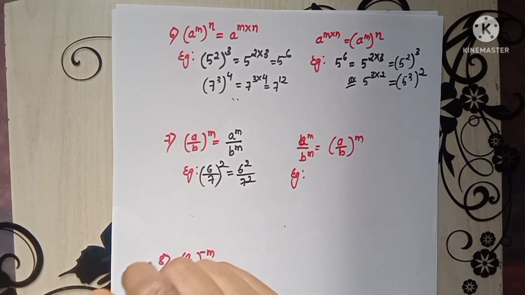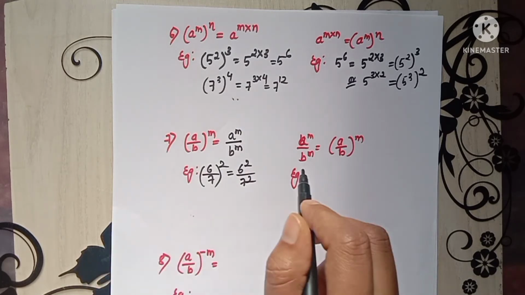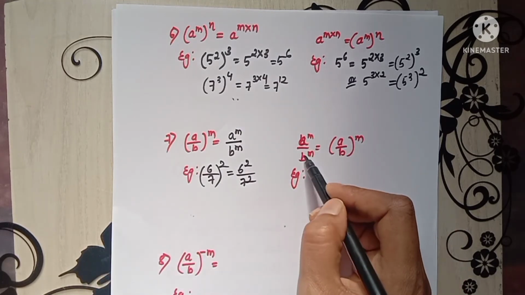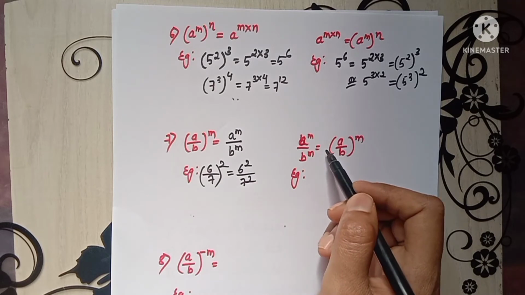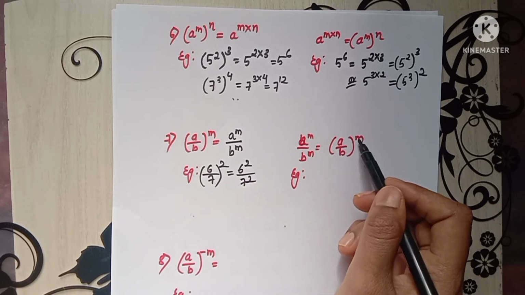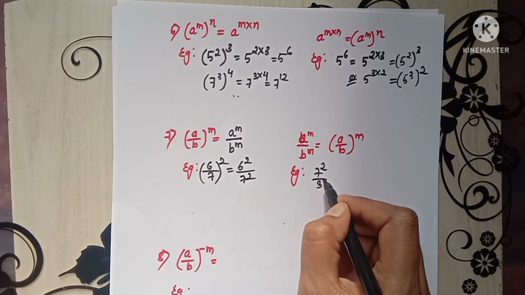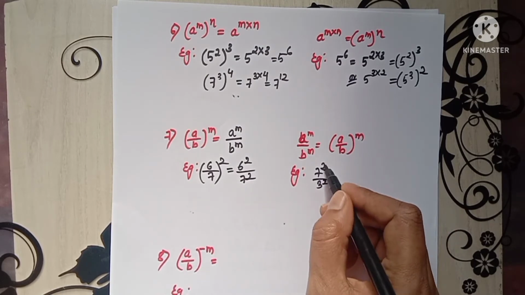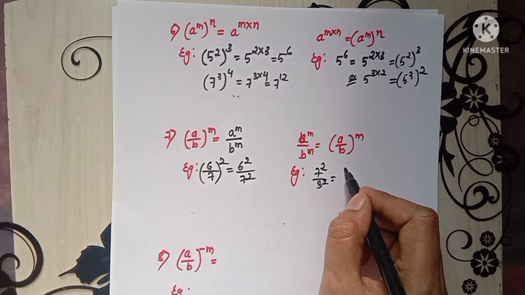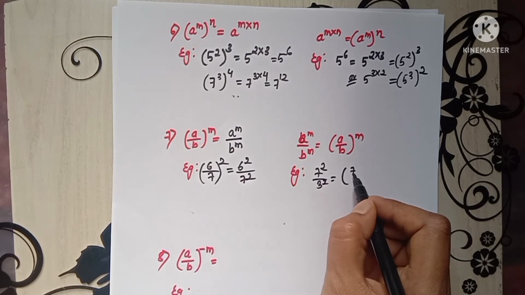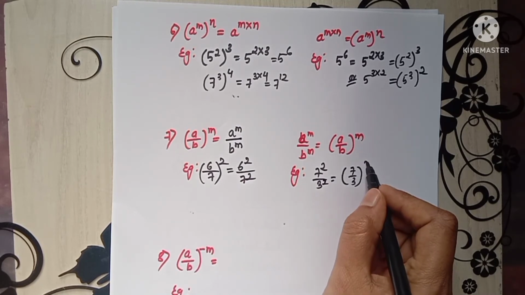Okay. We can reverse this also. How? A to the power m divided by b to the power m can be written as a divided by b, whole power m. For example, 7 to the power 2 and 3 to the power 2. Here the powers are same. So what can we take? 7 divided by 3, the whole power 2, right?